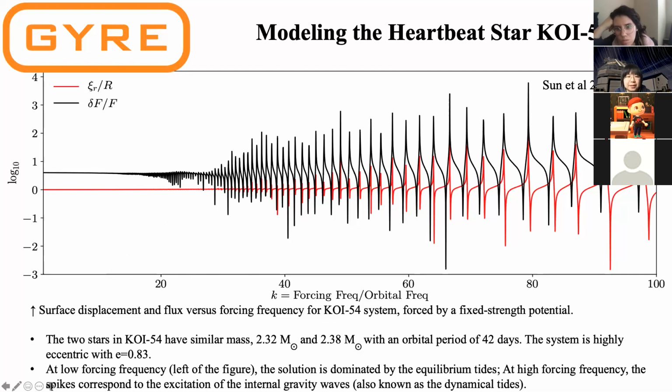All right, and seen from the right of the figure, there are many big spikes. They are at the high forcing frequency range. The spikes are resonant excitations of the weakly damped gravity modes.